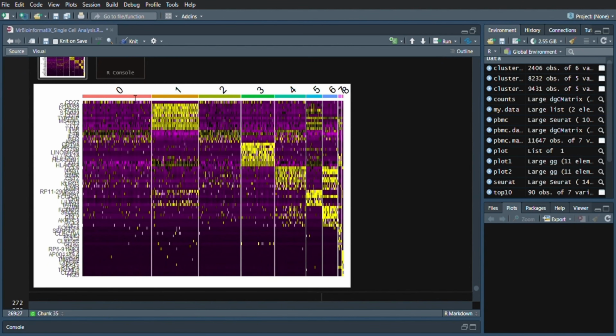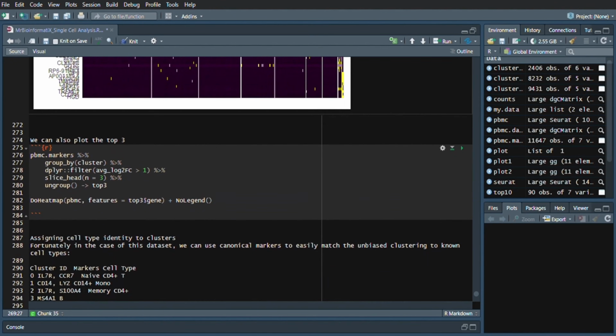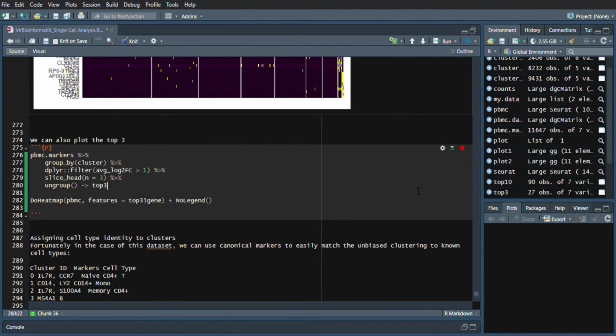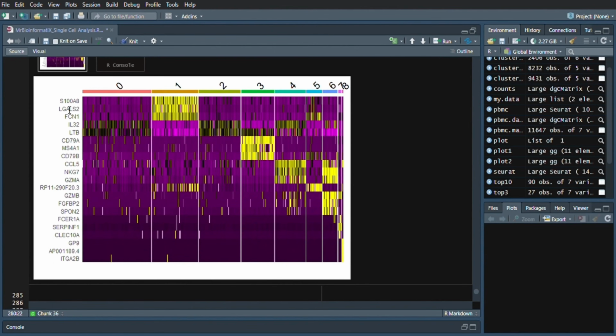Up here we have the clusters 0, 1, 2, 3, 4, 5, 6, 7, and 8. And here we have the genes. We can also plot the top 3 genes, because as we can see here there are many genes. So instead of n equal 10, we put n equal 3, and we call it top3. Let's run our code. As you can see now, you can read the genes. Here are the top 3 genes for all the clusters.